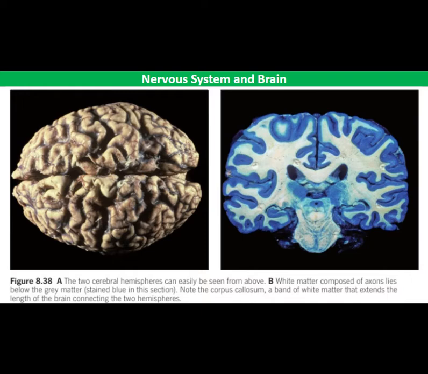These images here are just showing the two cerebral hemispheres. On the left-hand side, you can see the brain is in these two parts, and also the cross-section showing the distribution of white and grey matter. The white matter is composed of axons, and that lies below the grey matter, which in this particular image is stained blue. You should also be able to spot the corpus callosum, which is a band of white material in the middle there, connecting the length of the brain. It's connecting the two different hemispheres.